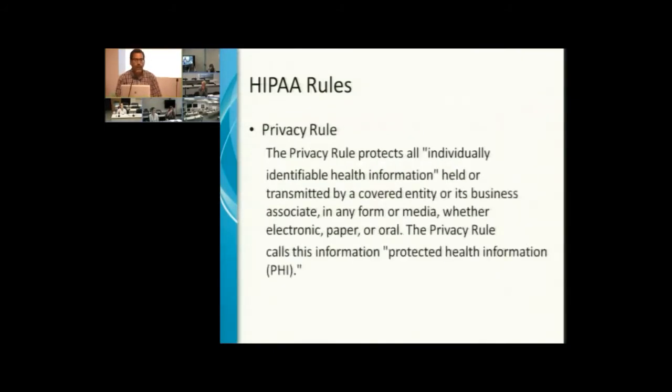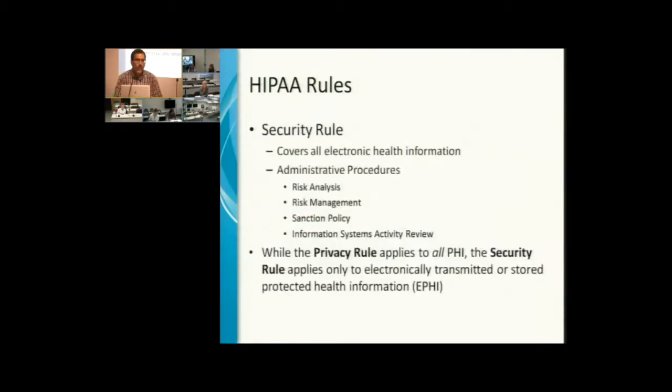There are two main components to HIPAA. One's the privacy rule and one's the security rule. The big thing to know about this is the privacy rule relates to all information, written, verbal, electronic, in any fashion, in any context of that information. The security rule is just electronic. So it says electronic, paper, oral. That is called protected health information, PHI. The security rule covers it in its electronic format.